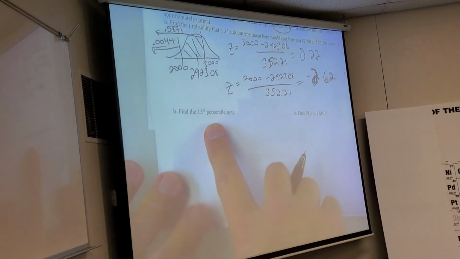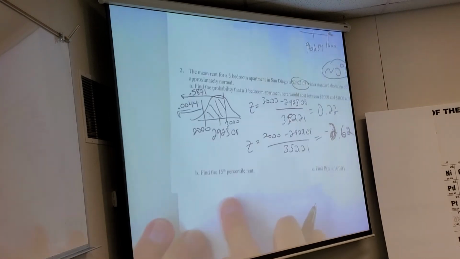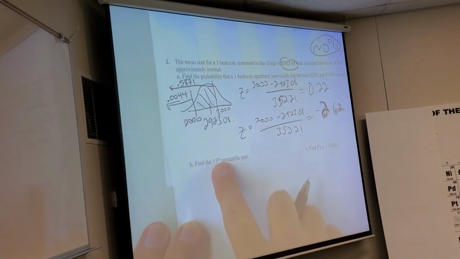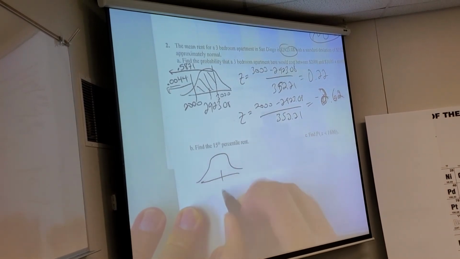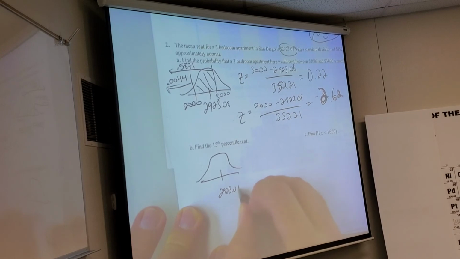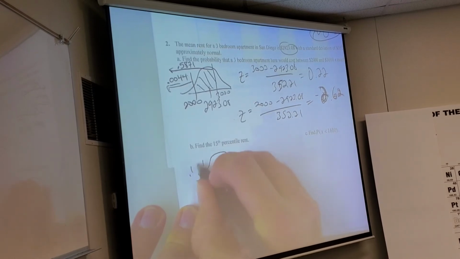What about this one? It's going to be just like the last one, just got a different value. So I try to get as close as I can to 15%. I know it's going to be down here, so it's only got 0.15 in it.